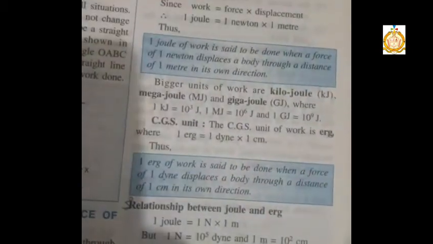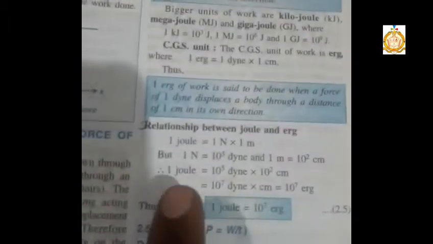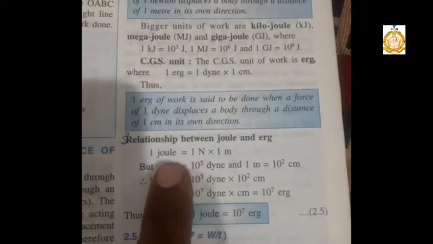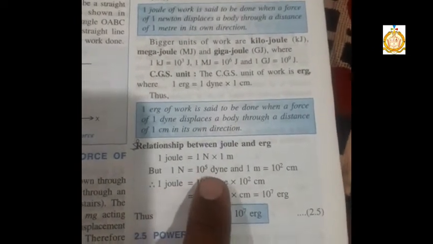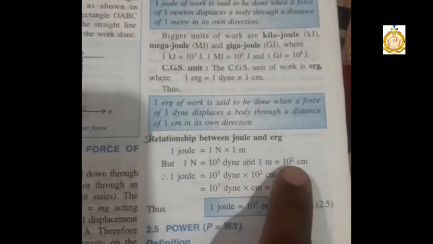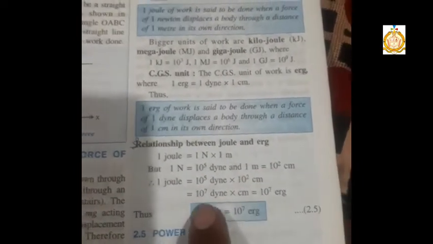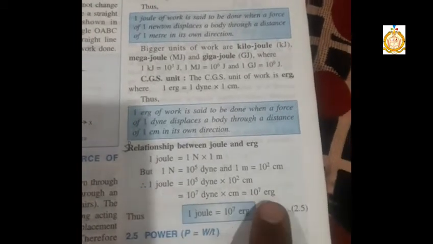These topics we have discussed in the 9th class also. The unit of work is joule, and 1 joule is 1 Newton into 1 meter. The definition we have discussed. The CGS unit is erg. 1 erg is equal to 1 dyne into 1 centimeter. The relationship we also discussed in the 9th class. 1 joule is equal to 1 Newton into 1 meter. So 1 Newton is equal to 10 raised to power 5 dyne. 1 meter is equal to 10 raised to power 2 centimeter. 5 plus 2 is 7. So 1 joule is equal to 10 raised to power 7 erg. This relation is very important.